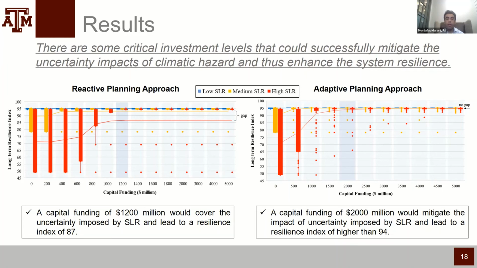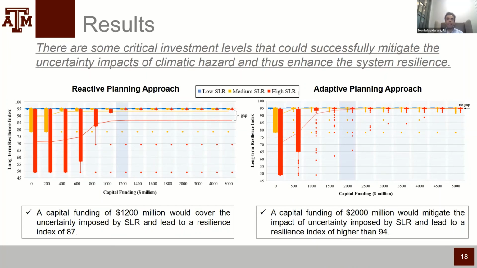But the benefit of adaptive planning is that more funding would be better spent when our approach is adaptive and the actions are more robust. And when we are reactive, we probably will spend the same amount of money later, but it won't be as effective. So this suggests that there is a window of opportunity for adaptation.